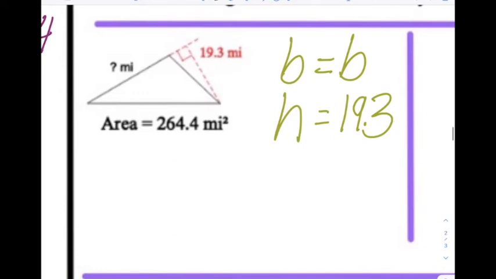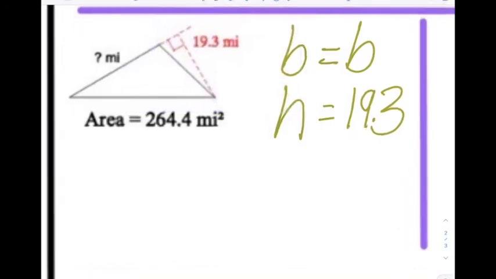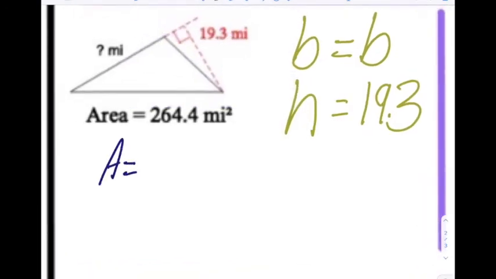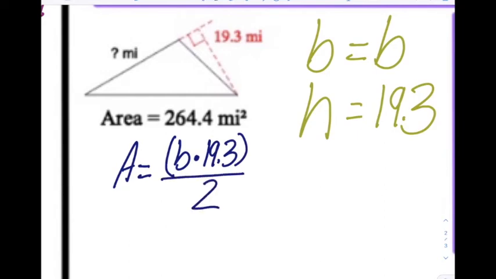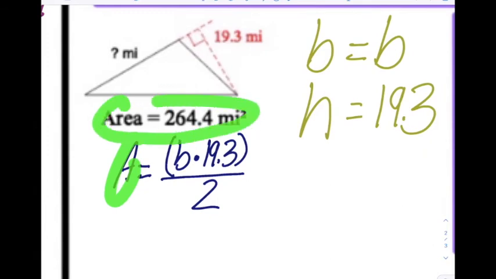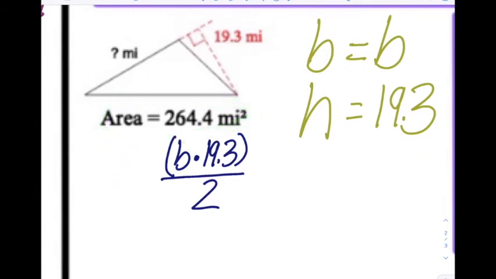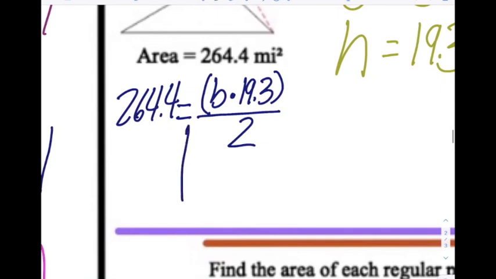Right? But wait a minute, look, they give me the area. Okay, that works. So let's figure it out here. So the formula says area is equal to base times height divided by 2. So the base, I don't know what the base is, times the height, which is 19.3, divided by 2. But wait a minute, look, I have the area, 264.4. So let me delete this right here, and let me do 264.4. So I'm trying to solve for B.